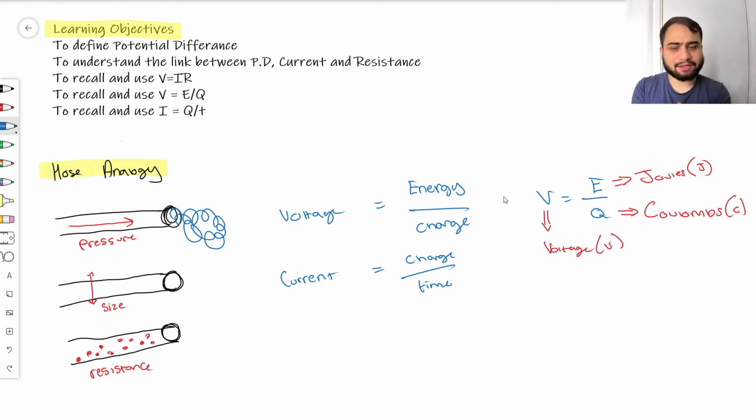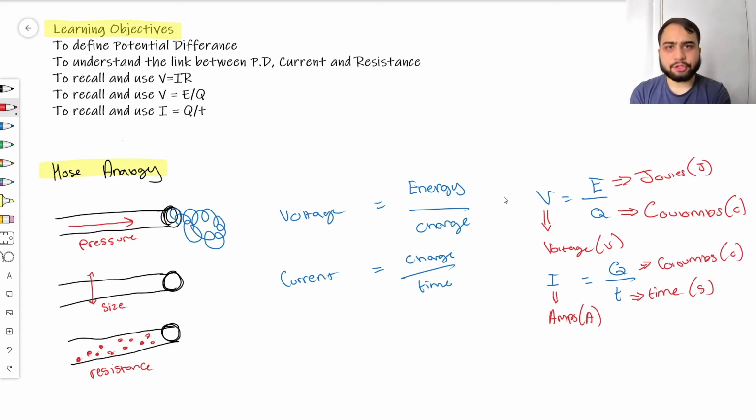So can you see how that links here? If I do this symbolically as well, current, which has the symbol I, is equal to charge, which is again Q, over T. Now let's do all the units for these. I is in amps, which is A. T is time, which is in seconds, and Q is again charge, which is in coulombs, C. Okay, so now are you starting to see how all of these tie together with the hose?